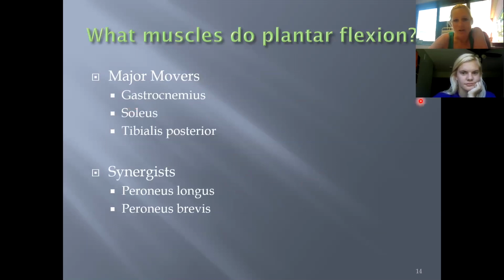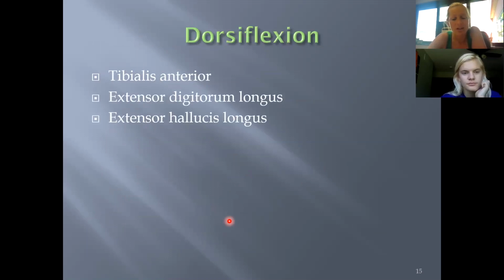Okay, plantar flexion, who does what? Gastroc, soleus, those are your major muscles. Tib posterior, he helps as well. And then the peroneus or those lateral compartment muscles are going to help out. Dorsiflexion is the anterior compartment. So tib anterior, and then those two extensor muscles will also assist.